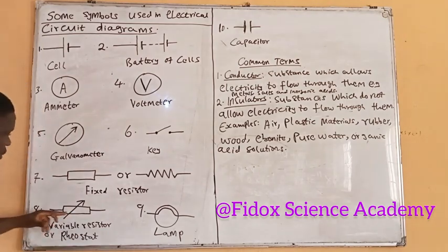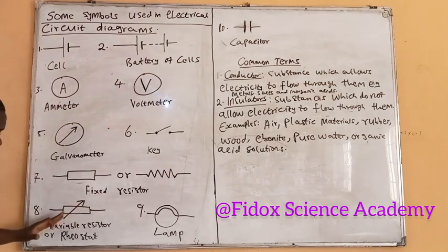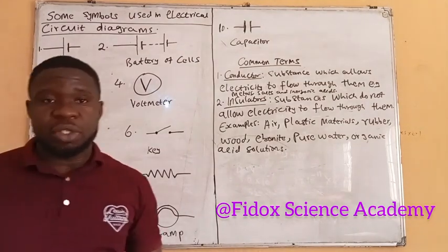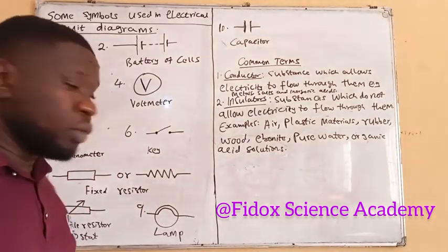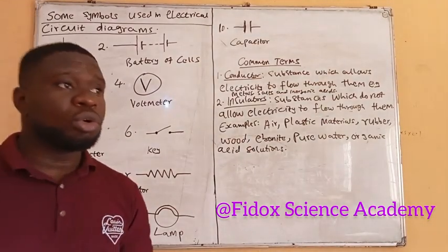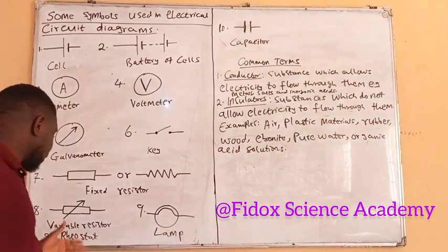The next thing here is the variable resistor. You can see the symbol of the variable resistor. Anytime you see this resistor symbol with the arrow pointing this way, then you know you are dealing with a variable resistor. Variable resistors are also called rheostats.